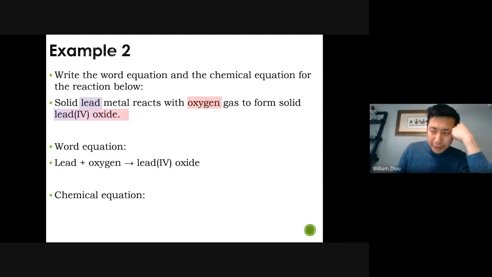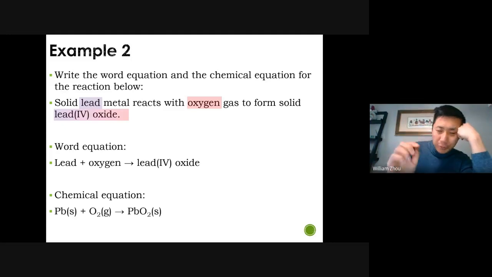All right, but for a chemical equation, you have to use a periodic table. Find their chemical symbols. Lead is Pb, solid. Oxygen, O2, not O. A lot of people write O for oxygen. It is O2 because it's one of the special 7 diatomic elements, and it's a gas, so G. And lead 4 oxide, so that's where naming skills come in. You have to know that lead 4 oxide is PbO2. Lead 4 is a 4 plus. Therefore, you would need 2 oxygens.